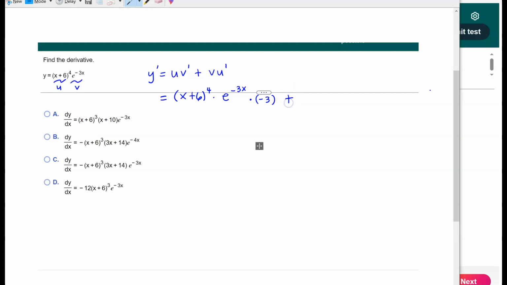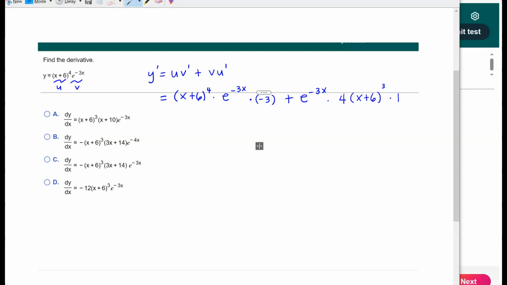Plus, copy v, which is e to the negative 3x, times the derivative of u. This is your u. You use chain rule there. So you have 4 times x plus 6 cubed times 1. The derivative of x is 1.